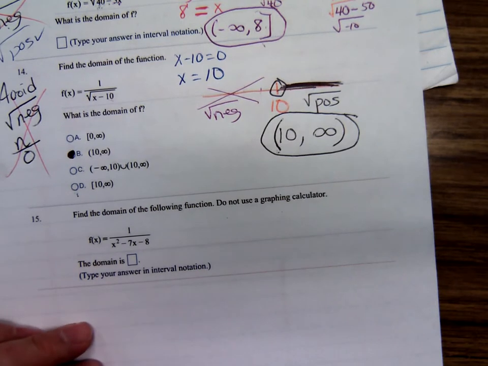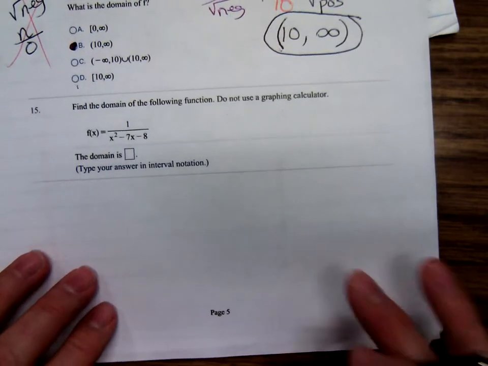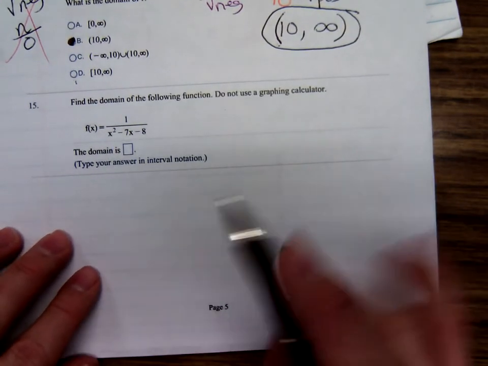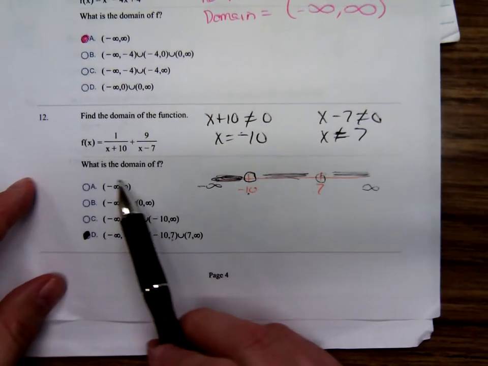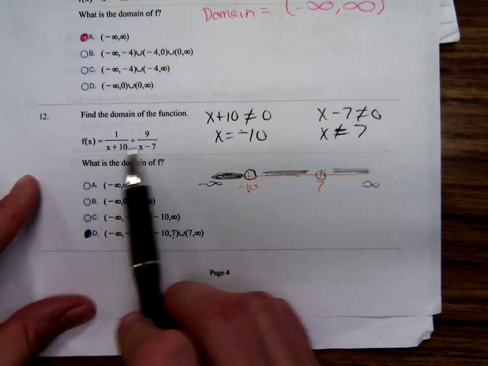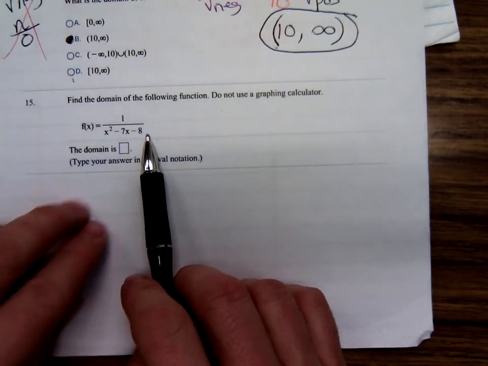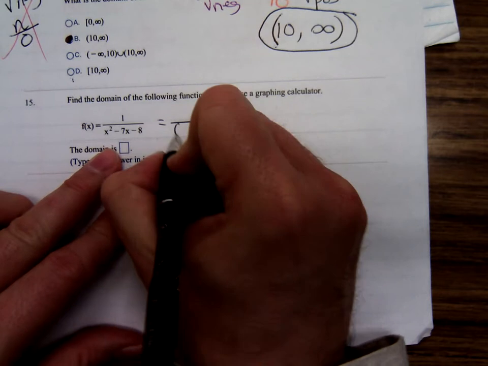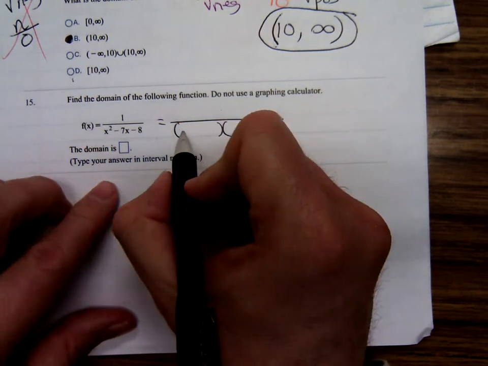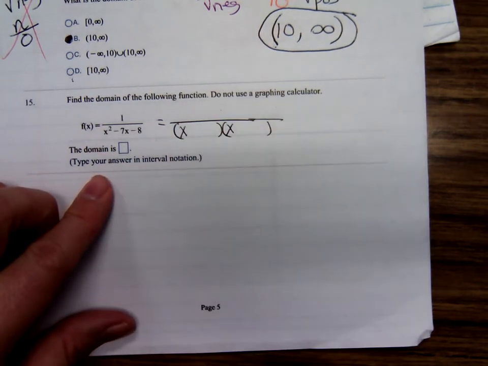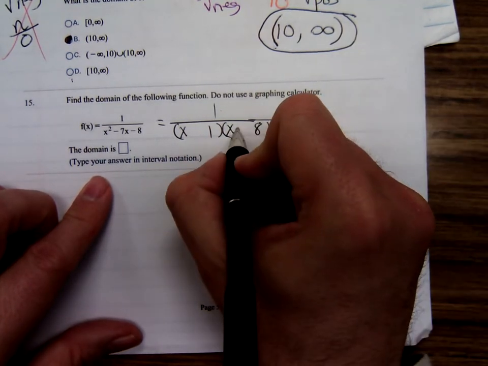And then we end on a lighter note than those. Number 15 goes back to something like number 12. Number 12 was pretty easy because the denominators were factored. You can just look at them. The thing that makes this one a little bit more involved is you're going to first have to factor it. How would we factor this? X and X. So it's going to be a 1 and 8, with a negative on the 8. Now that it's factored, is it as easy as number 12?